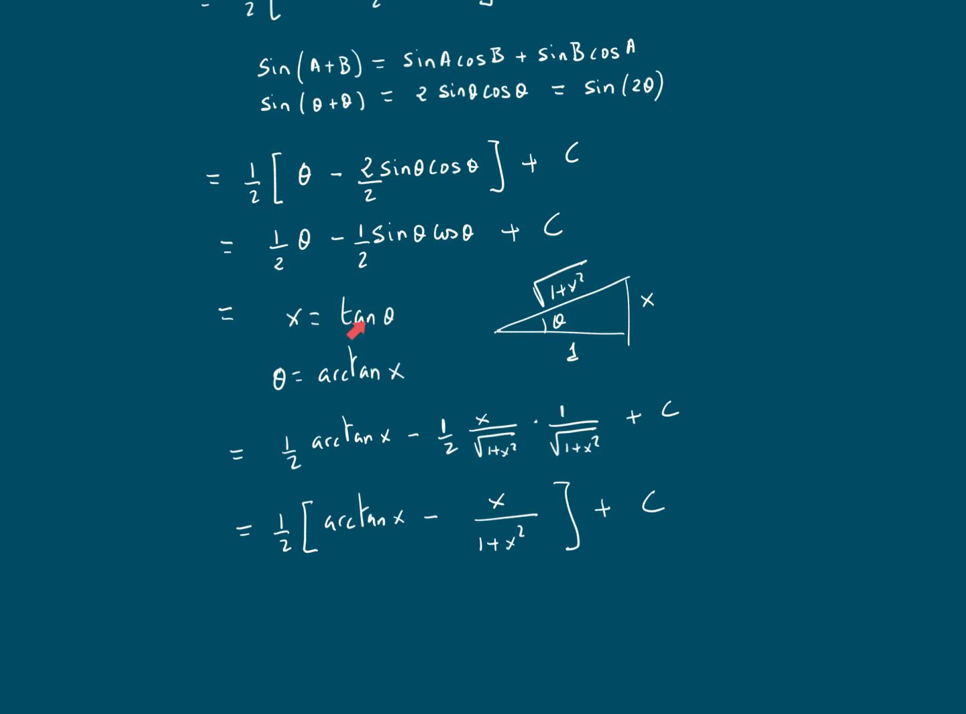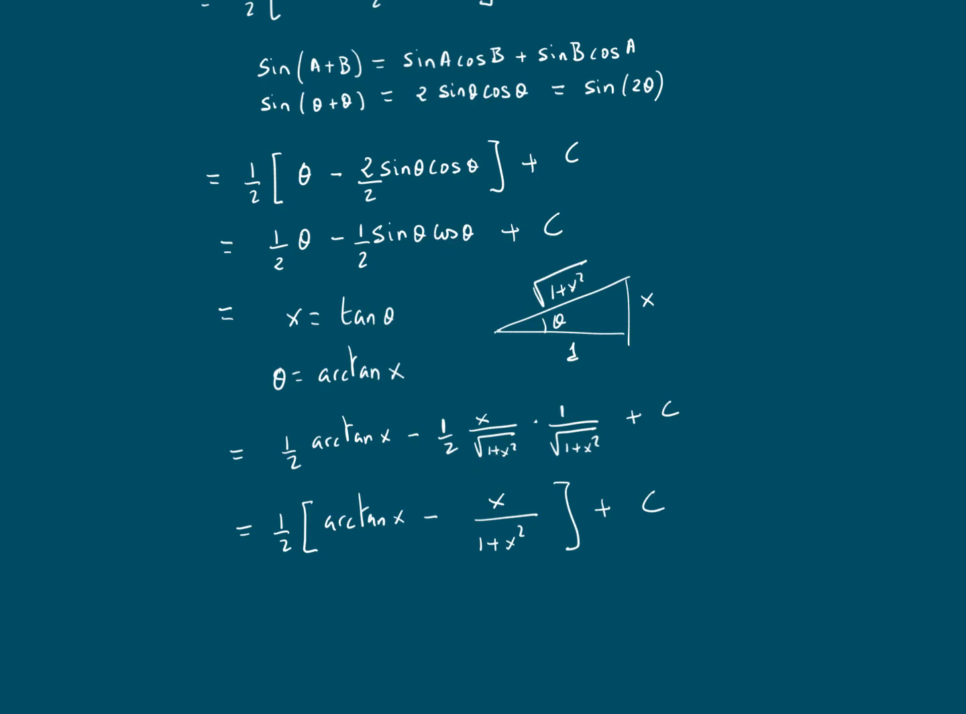Because x is equal to tangent of theta, and tangent of theta is opposite divided by adjacent, it should be x divided by 1. So tangent of theta is x divided by 1. So this is the hypotenuse. So the hypotenuse will be the square root of 1 squared plus x squared. So what I have to find is sine of theta. Well, sine of theta is opposite divided by hypotenuse. So x divided by the square root of 1 plus x squared.